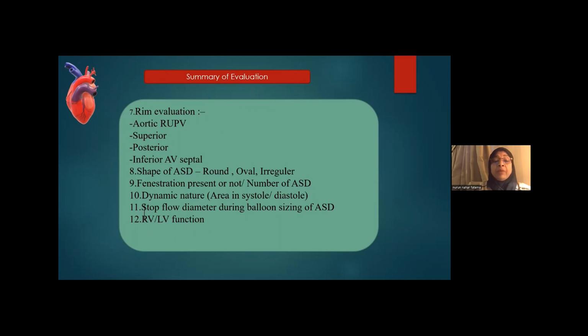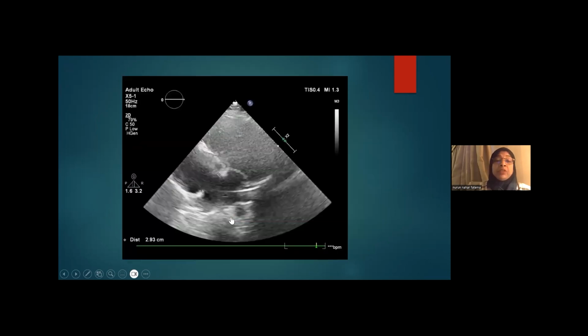And about the shape, I have already mentioned that ASD may be round, oval, or irregular in shape. ASD may be single, multiple, or fenestrated. And ASD has a very dynamic nature, and size and shape change during systole and diastole. In device closure procedure, it is very good to measure the size of the ASD by stop flow diameter with inflation of the balloon inside the ASD, which we usually do, especially for the large ASDs. And at the same time, we can measure the RV and LV systolic function and diastolic function during evaluation.